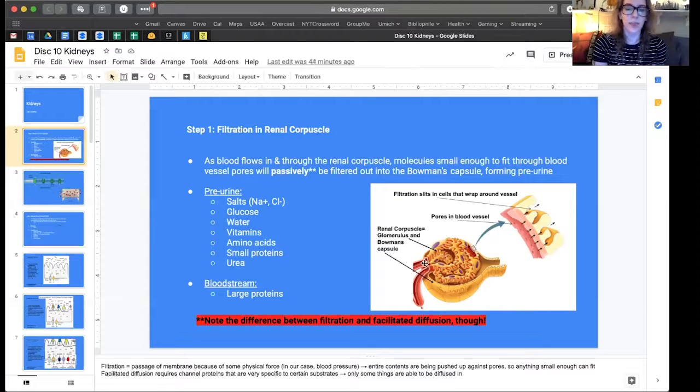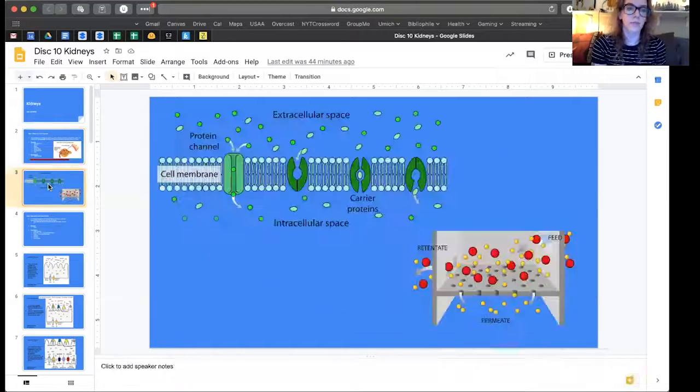The blood pressure flowing in causes all of these solutes to push up against this membrane, and anything that can fit through those pores will. This is a really non-specific mechanism of getting things to cross because it's literally based on size. You can think of other modes of passive transport, like facilitated diffusion, which are more specific because specific channel proteins bind a certain substrate and allow those specific substrates in or out. But remember that with filtration, it's less specific because it's based only on size.